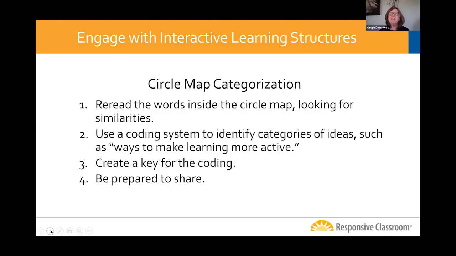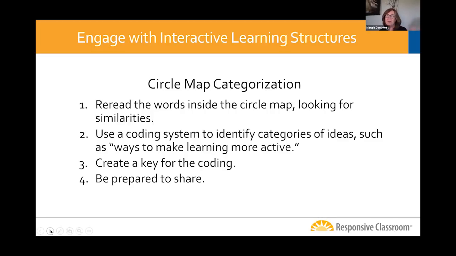And now you're going to do the next level of thinking with your circle map. With the circle map, you're now going to look at the words that you have written, the words and phrases that are in there, and you're going to categorize them. This is for you. So you're going to look at the words that you've added and create some type of coding system to show words that go together.